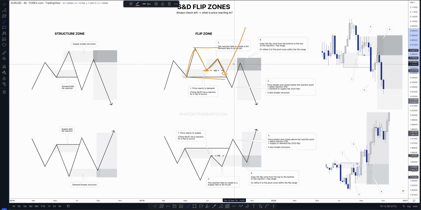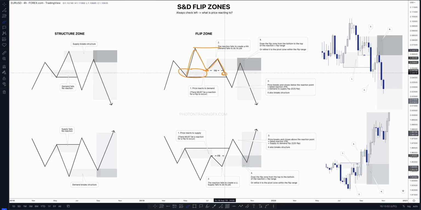So if we're looking to short on the flip, ideally what I wait for is I also want to see a structure shift. So we get the demand to supply flip. That is confirmed once we have the failed reaction. But this demand zone itself only fails once price actually trades through it, because there still could be some orders.